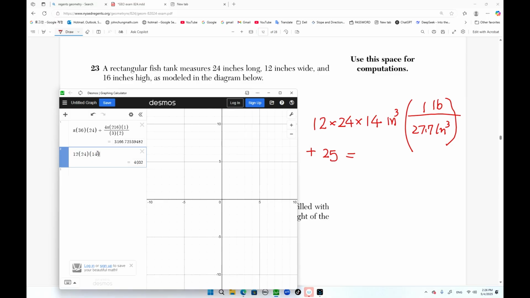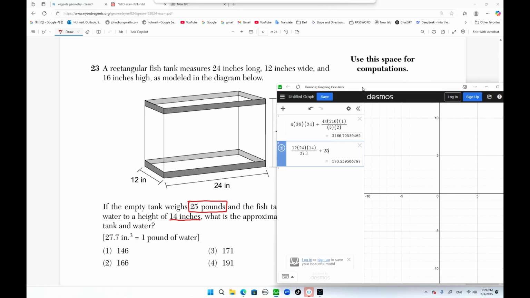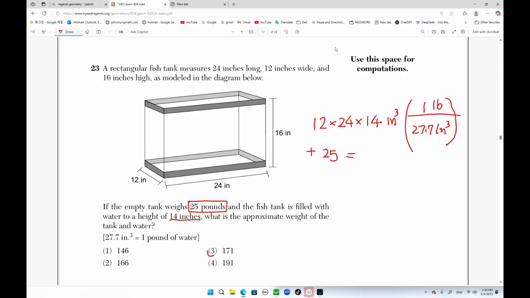That's why you can divide by 27.7, right? That's the pounds, 145 pounds. But we have another 25 pounds, right, for the fish tank, plus 25. 171, right? We have 171, yes. Option 3 is the answer, okay? Using this converting ratio, right? This one canceled out, we got only pounds, okay?